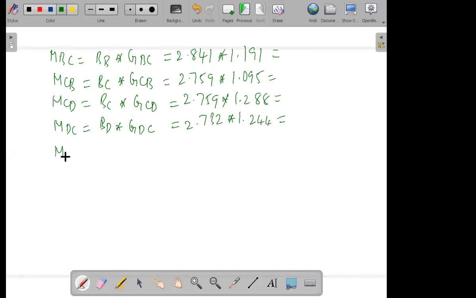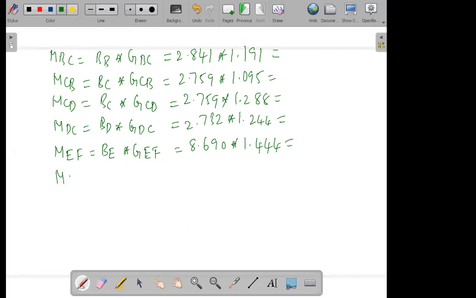MEF is equal to BE into GEF. So that is 8.690 into 1.444.